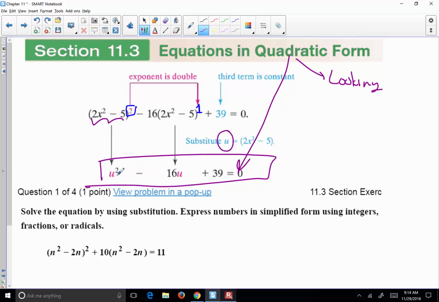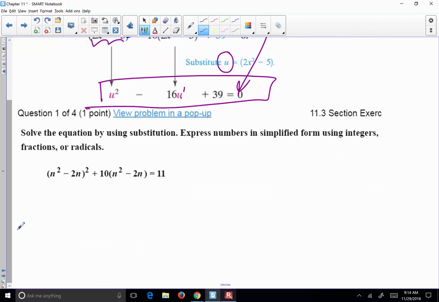Look, square, single power, number. That's all you need, 3 terms. Square term, single power term, and a number. Okay? So that's what we are going to do today. We are going to substitute things with u and turn them into quadratics and apply what you learned yesterday, quadratic formula or factoring method, whichever you like, and solve these things.